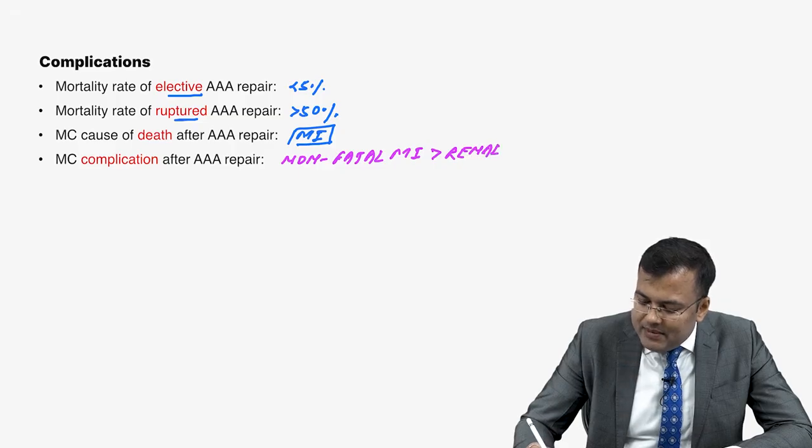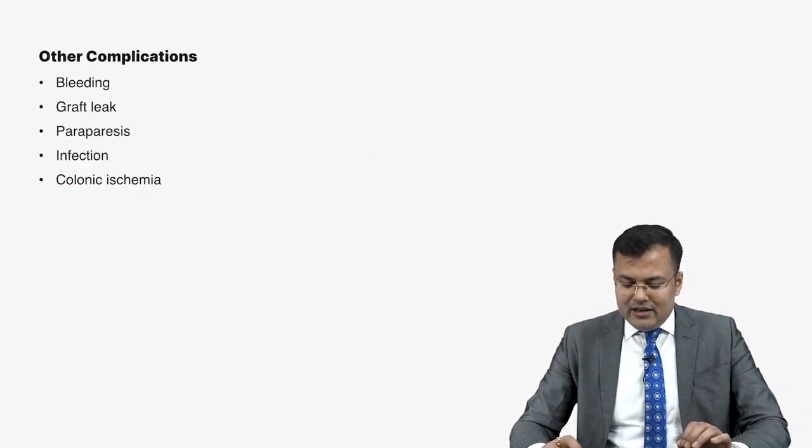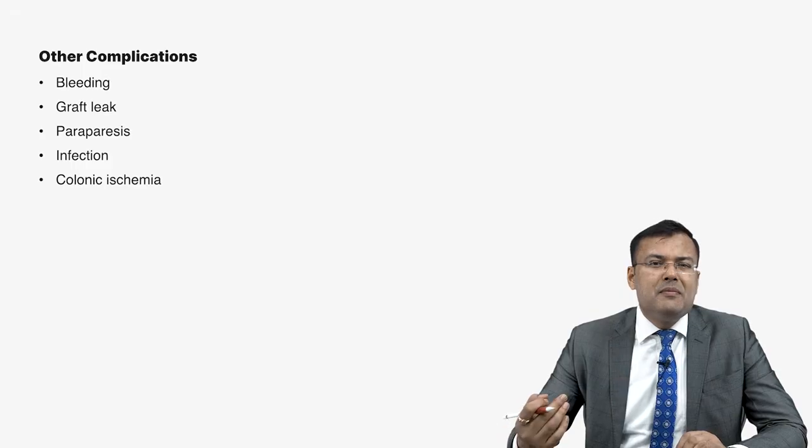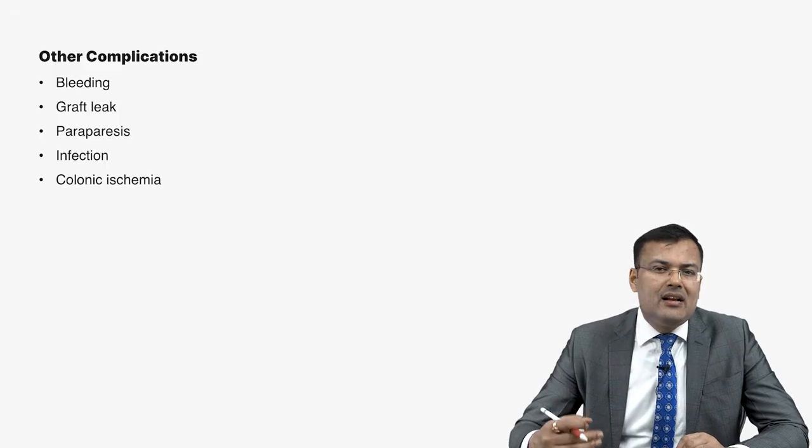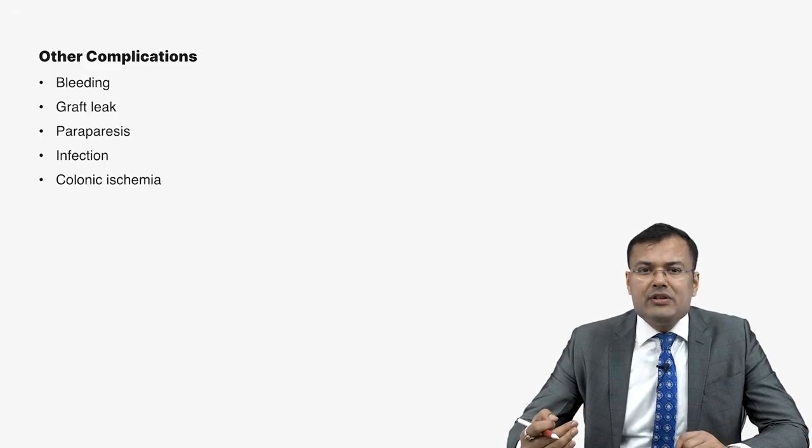So it is non-fatal MI followed by renal failure. Now see the other complications. There can be bleeding, there can be graft leak. What is the cause of paraparesis after abdominal aortic aneurysm repair?